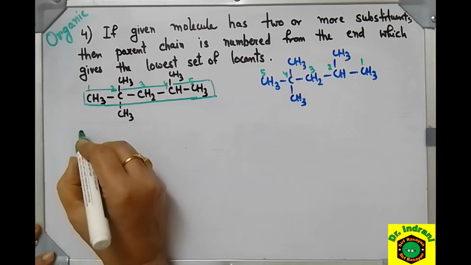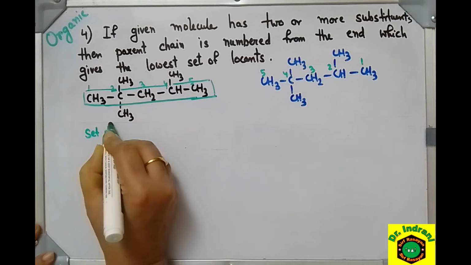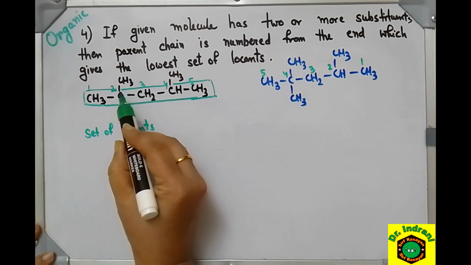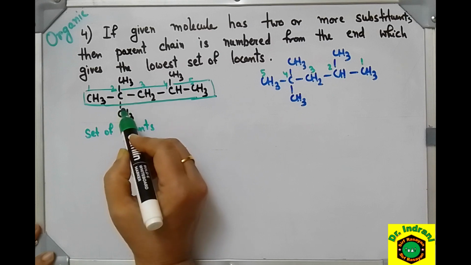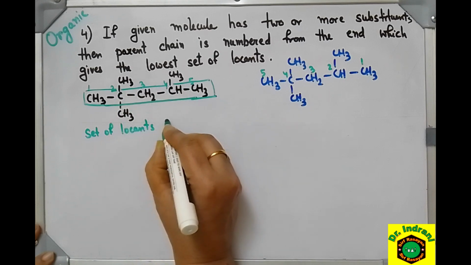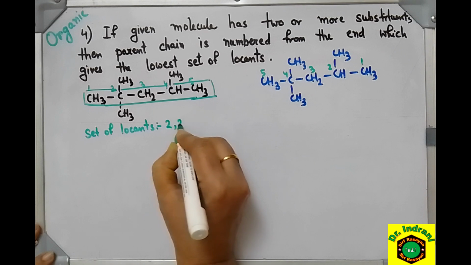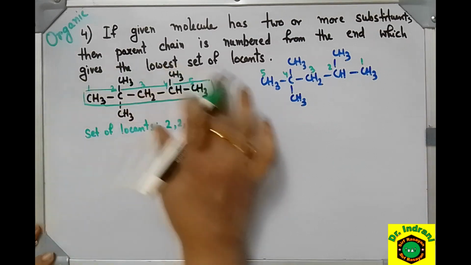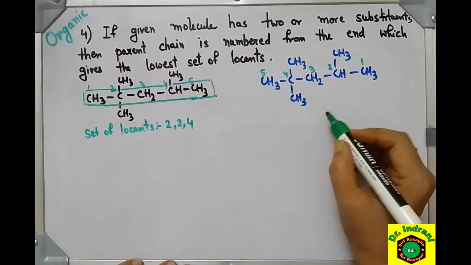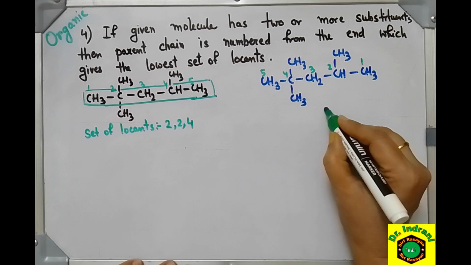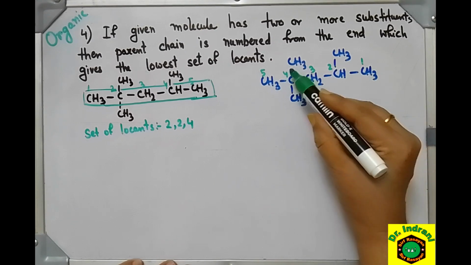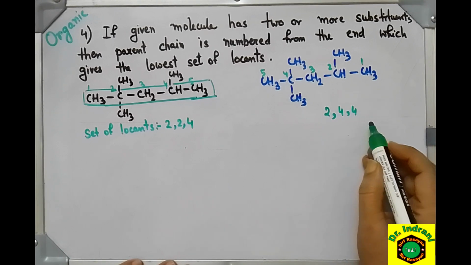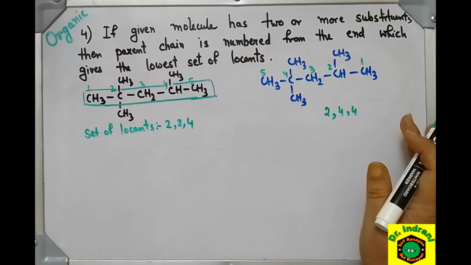Now see here, set of locants. 3 substituents are there, right? Here at position 2, 2 methyl groups are there, so we have to repeat the number: 2, 2. Here 1 methyl group is there at 4. So this is the set of locants for this numbering. Here also the set of locants will be what? At position 2, 1 methyl group is there, at 4, 2 methyl groups are there. So 2, 4, 4. This is the set of locants for this numbering.